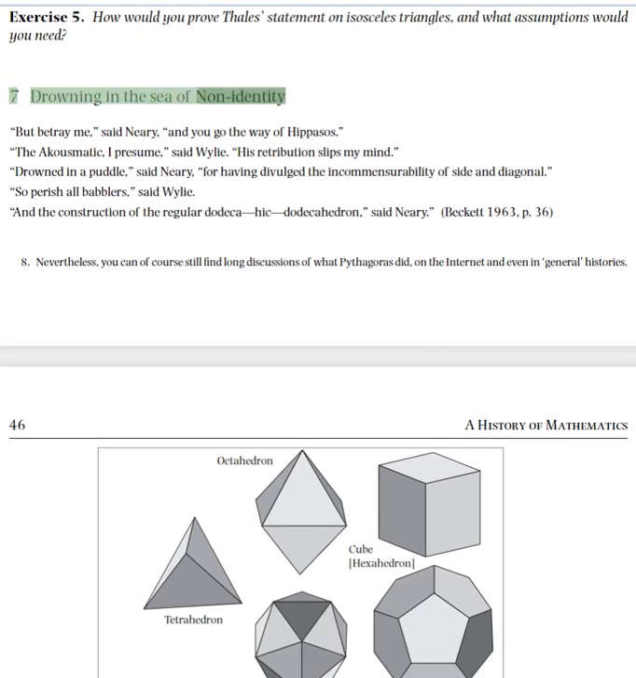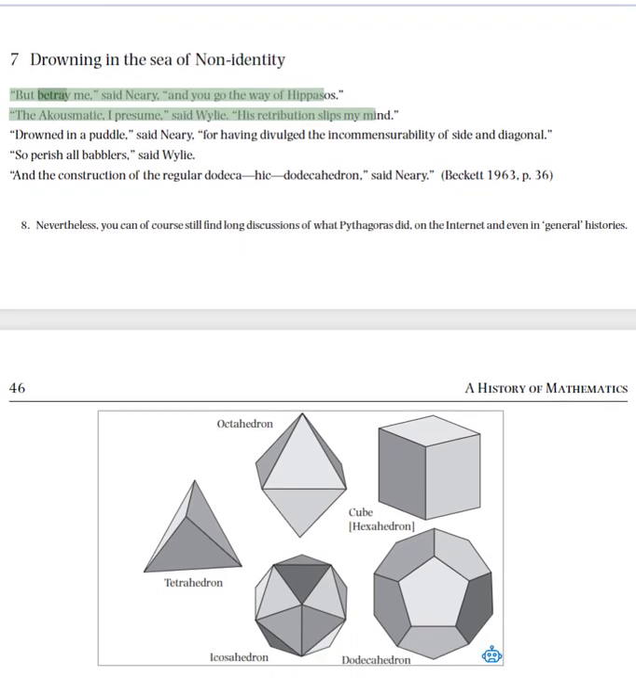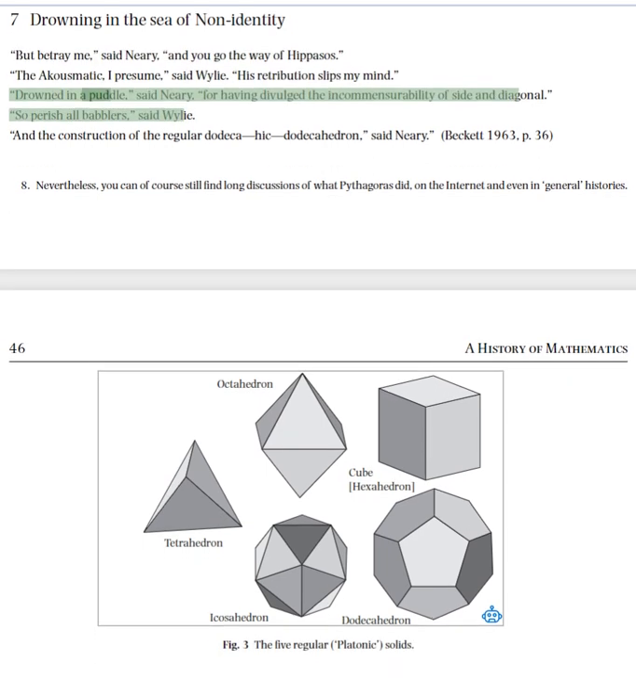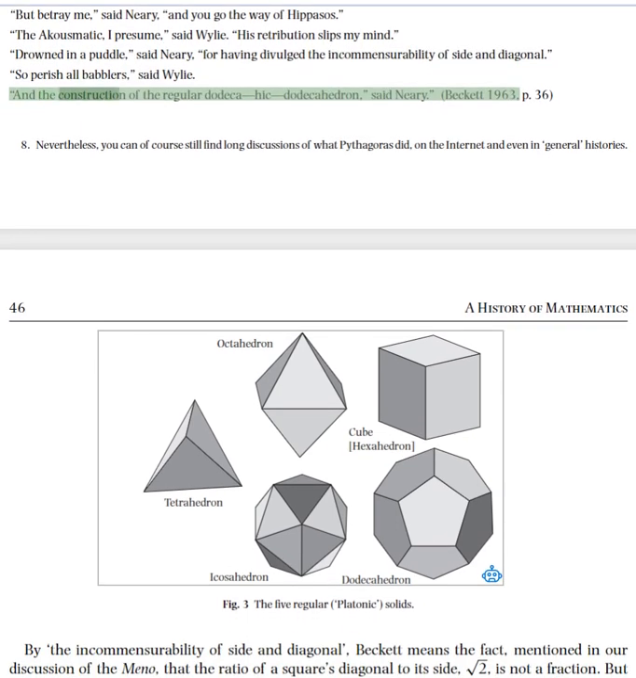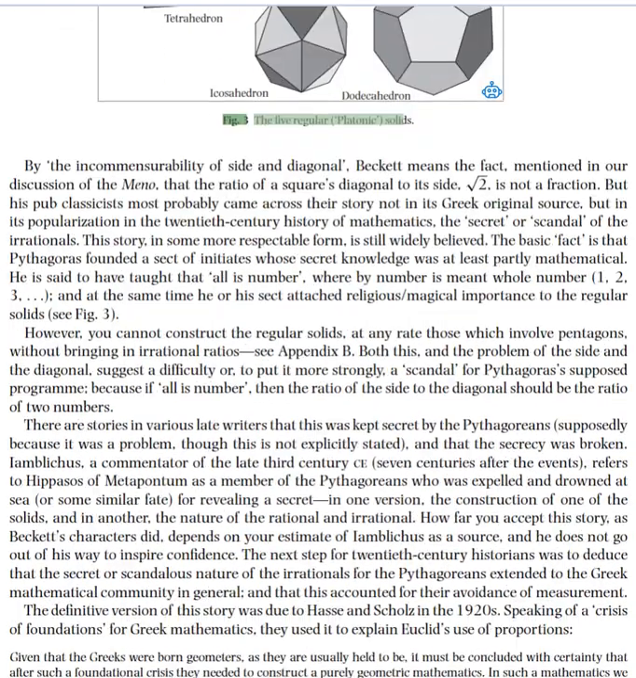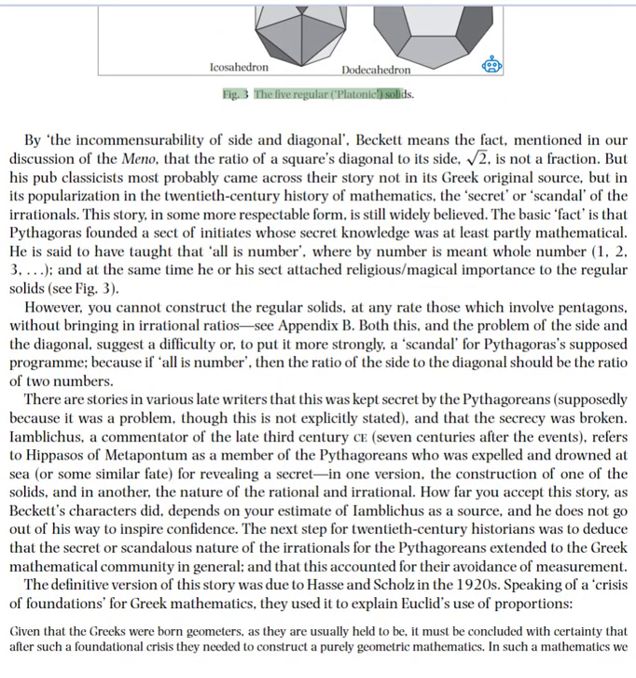7. Drowning in the sea of non-identity. But betray me, said Neri, and you go the way of Hippasos. The acousmatic, I presume, said Wiley. His retribution slips my mind. Drowned in a puddle, said Neri, for having divulged the incommensurability of side and diagonal. So perish all babblers, said Wiley. And the construction of the regular dodecahedron, said Neri. Figure 3. The 5 regular solids.